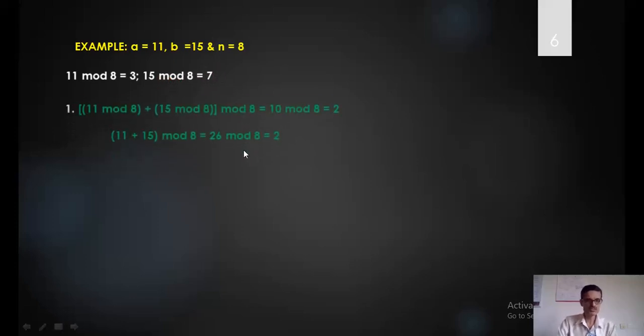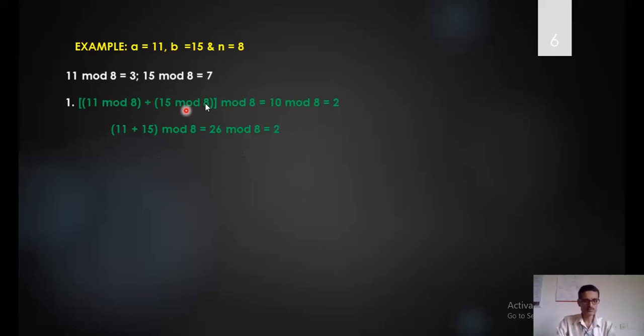Now the first property says: (A mod n plus B mod n) mod n is equal to (A plus B) mod n. So A mod n is 3 plus B mod n is 7. 3 plus 7 is 10, and 10 mod 8 is equal to 2. In this case, 11 mod 8 is 3, 15 mod 8 is 7, so 3 plus 7 is 10, 10 mod 8 is 2. On the RHS, A plus B, A is 11, B is 15, that is 26, and 26 mod 8 is equal to 2, right? So in both cases, I am getting the same answer.